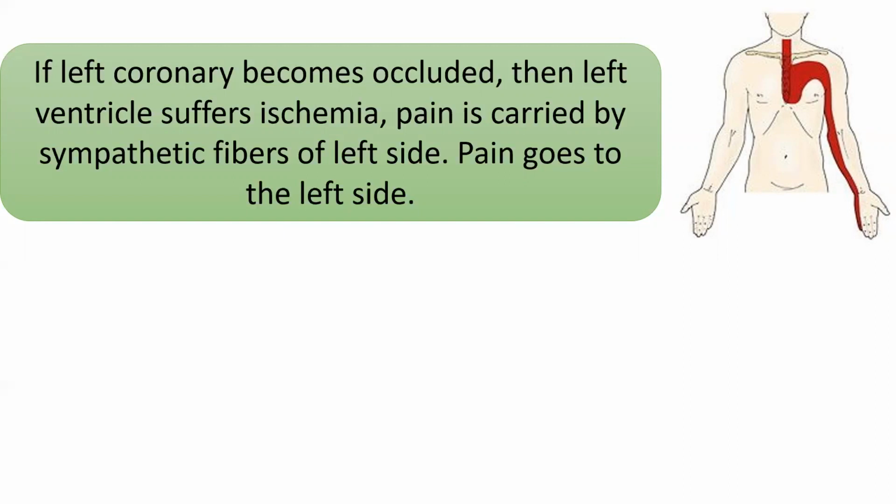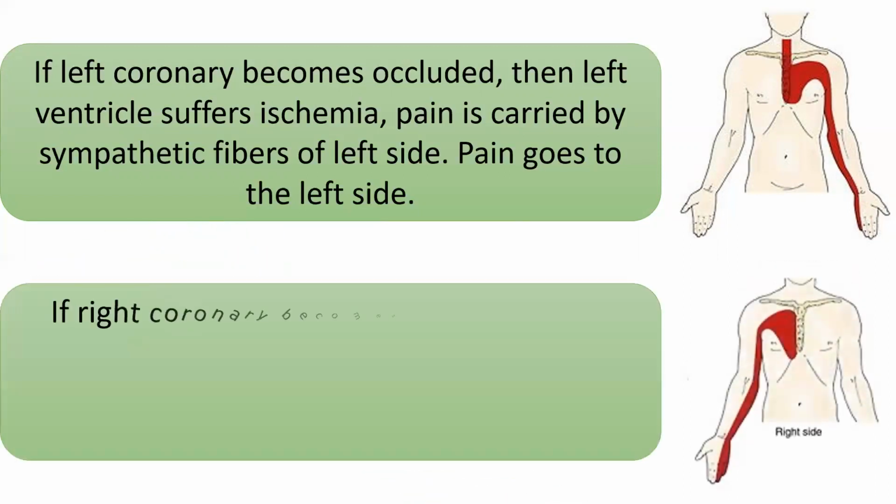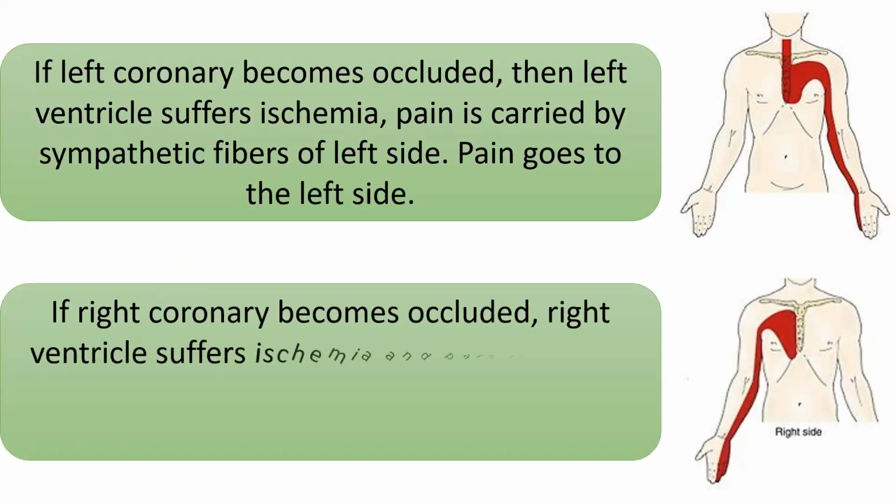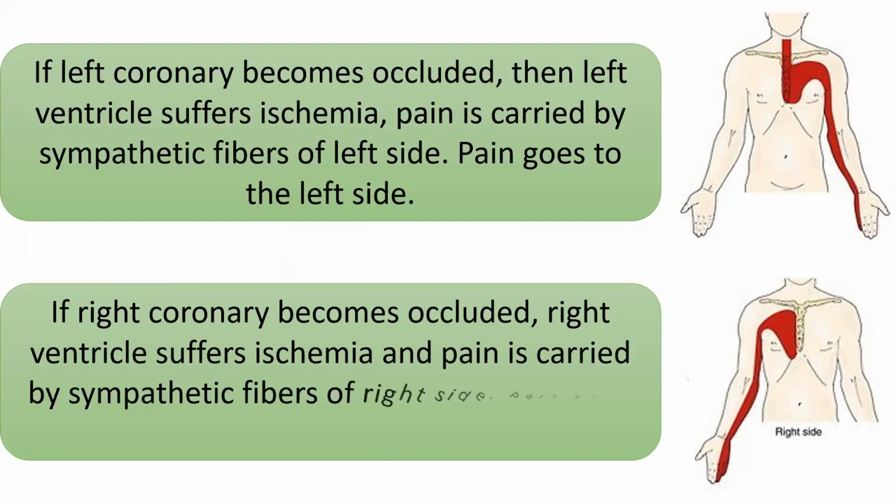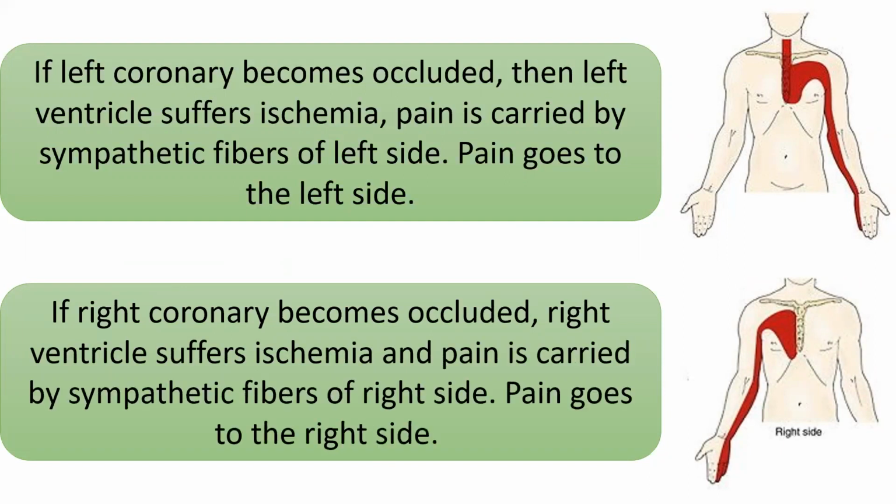But on the other hand, if the right coronary artery becomes occluded, then the right ventricle suffers ischemia, and pain is carried by sympathetic fibers of the right side, and pain goes to the right side. So pain may go to the right side or to the left side. This depends on which part of the heart is suffering ischemia. If it is the right side, then pain will go to the right side. If it is the left side, then pain will go to the left side.